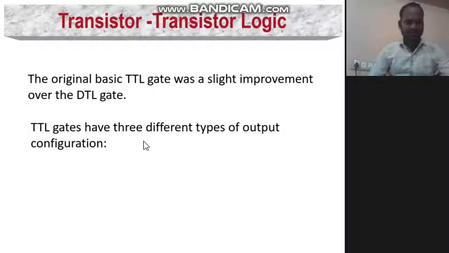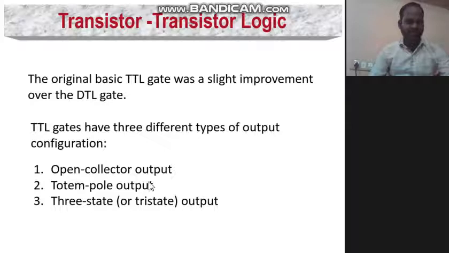TTL gates have three different types of output configurations. The first one is open collector output, the second one is totem pole output, and the third one is three-state or tri-state output. These are the three output configurations in the TTL logic family.